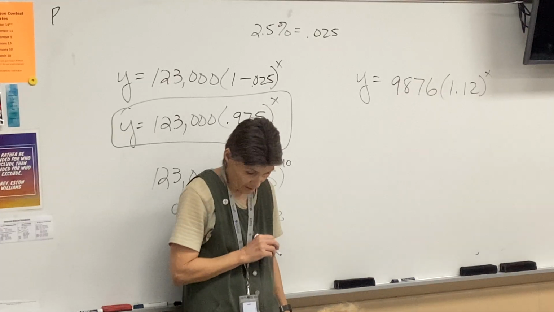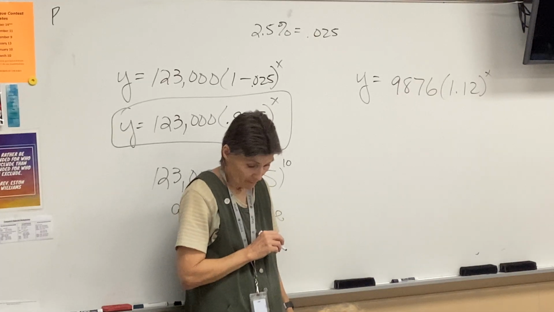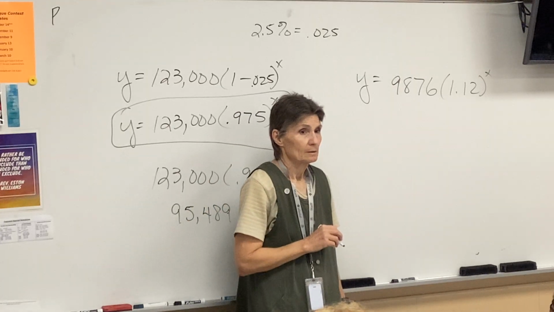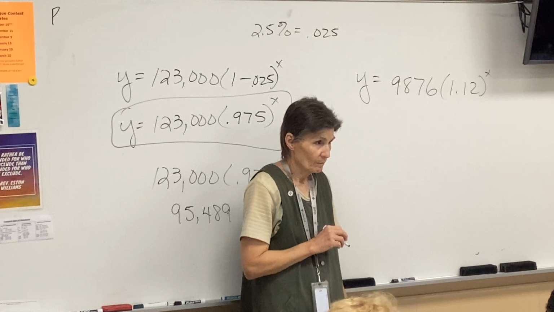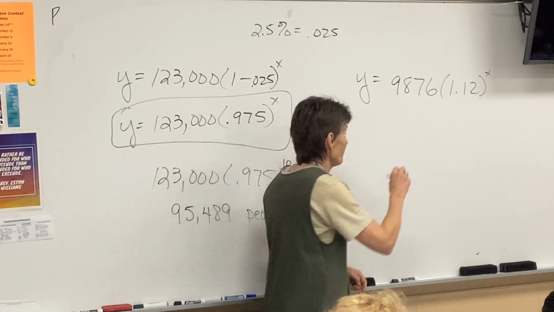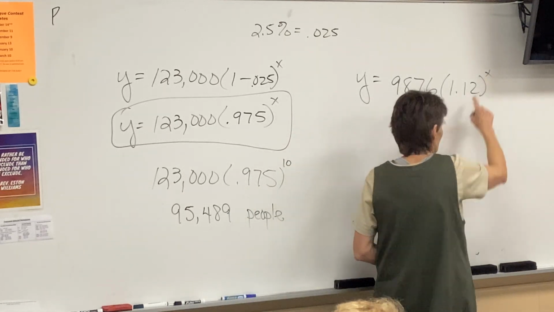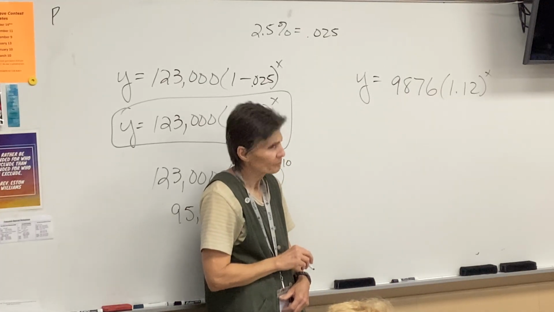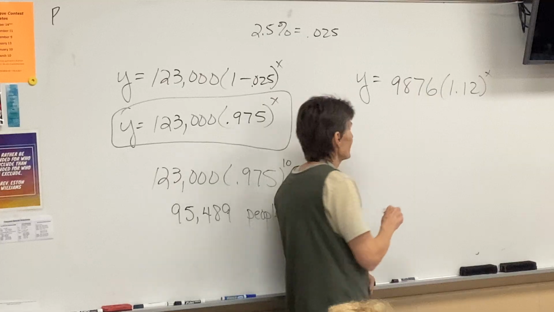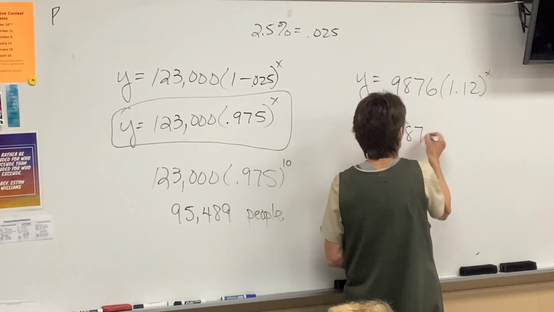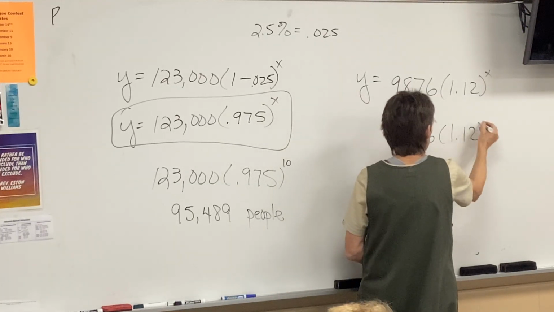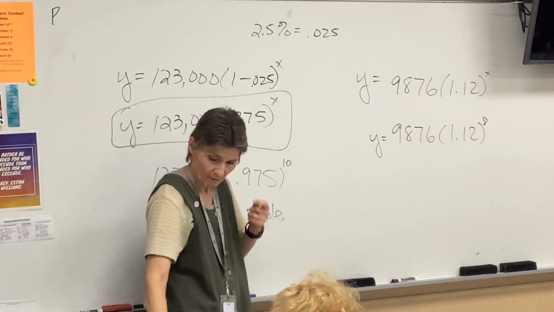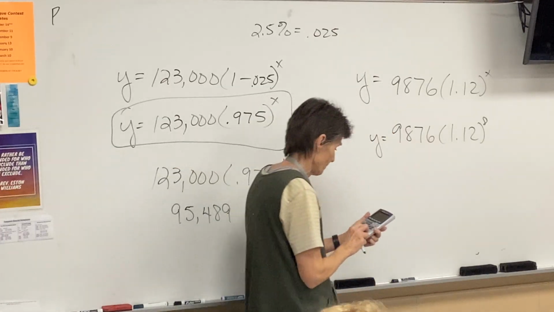Now, what do we want to know? What is the population in 2013? So what do we do? What power do I raise this to? 7. Make it 8. We want to raise it to the 8th. And this is another population problem, so just round it off to the nearest person.